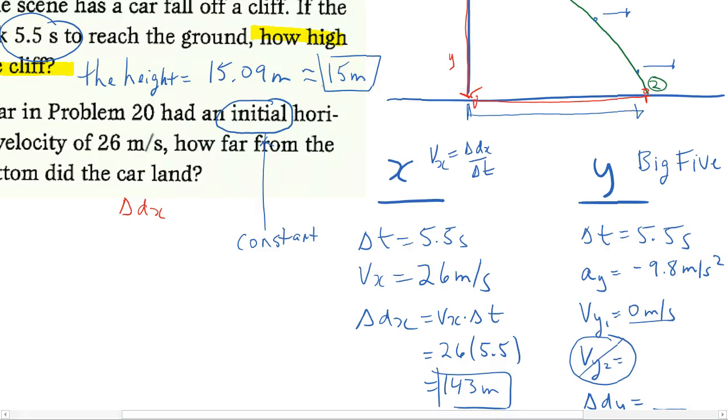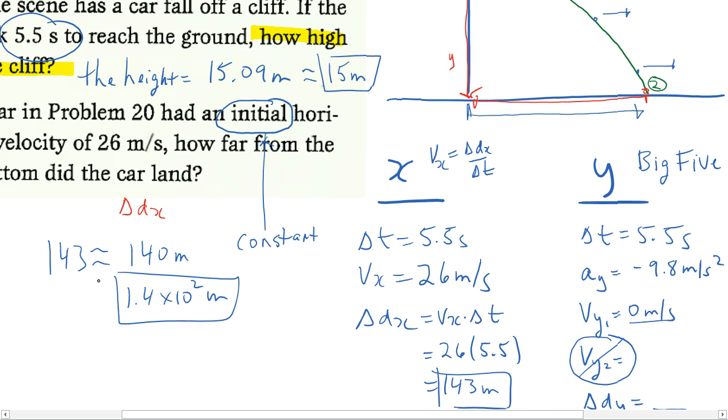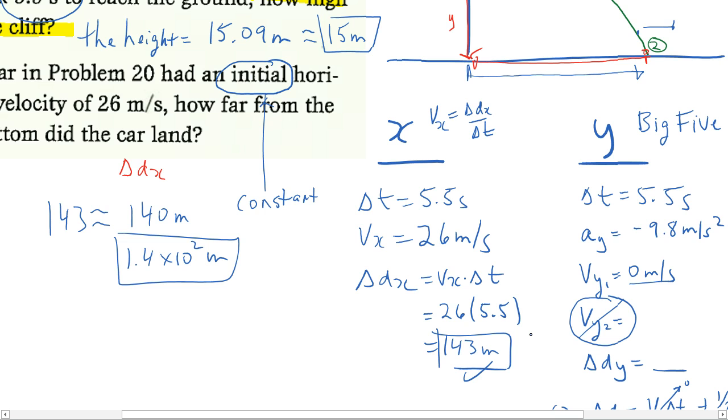And again, I should say two significant figures. If I take 143 and round it to two significant figures, I could write 140 meters, but then it's a little bit ambiguous whether or not that 0 is significant. So even better, it would be 1.4 times 10 to the 2 meters. Honestly, at this point, I'm happy with the 143. If you want to go to the extra step to turn it into scientific notation to show me that you know significant figures, that's good with me as well.